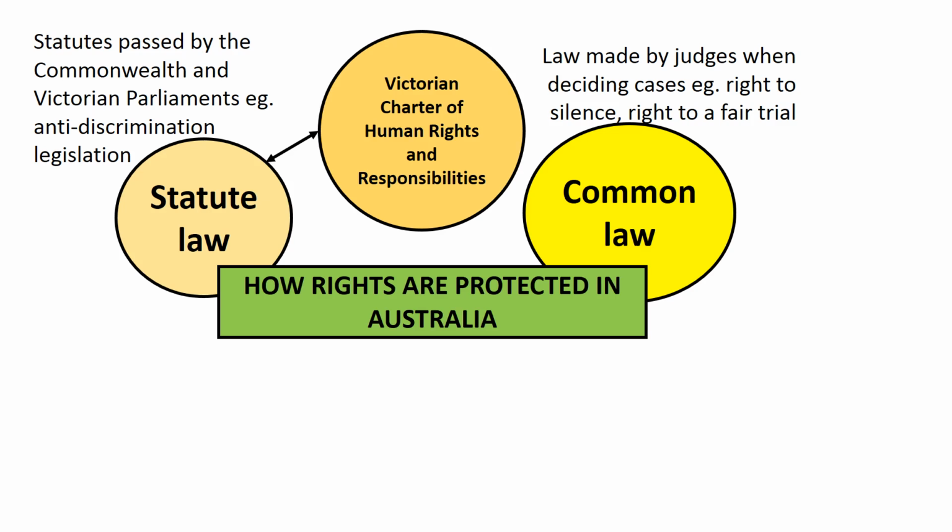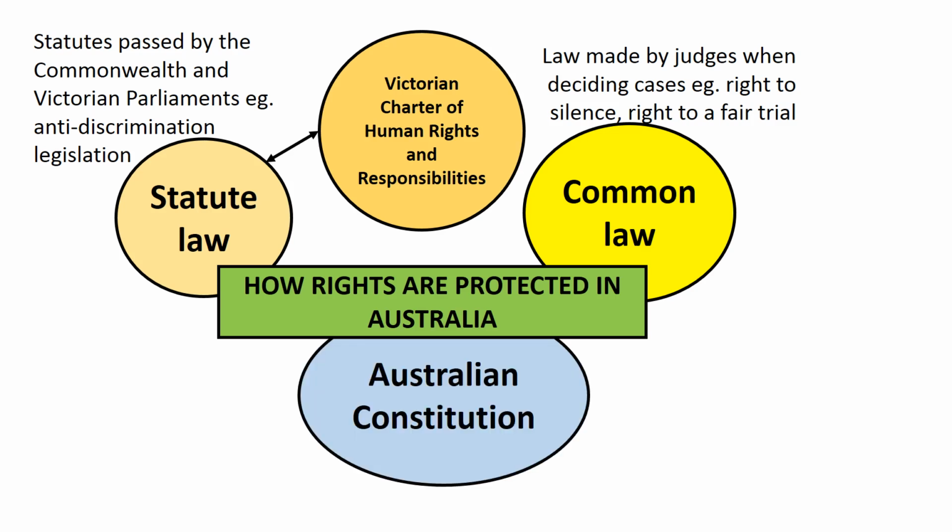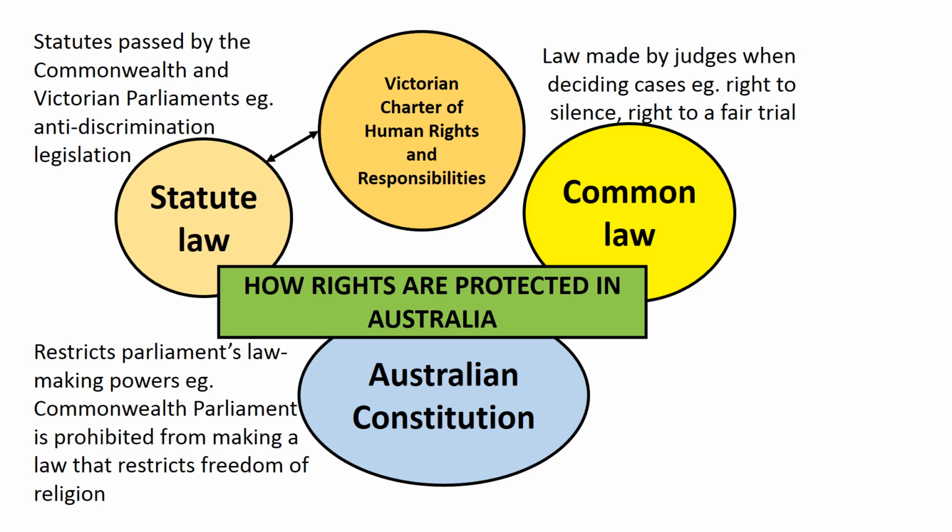The third way in which rights are protected in Australia is under the Australian Constitution. The Australian Constitution protects some rights by restricting the lawmaking powers of Parliament. For example, the Australian Constitution prohibits the Commonwealth Parliament from making laws that restrict freedom of religion.